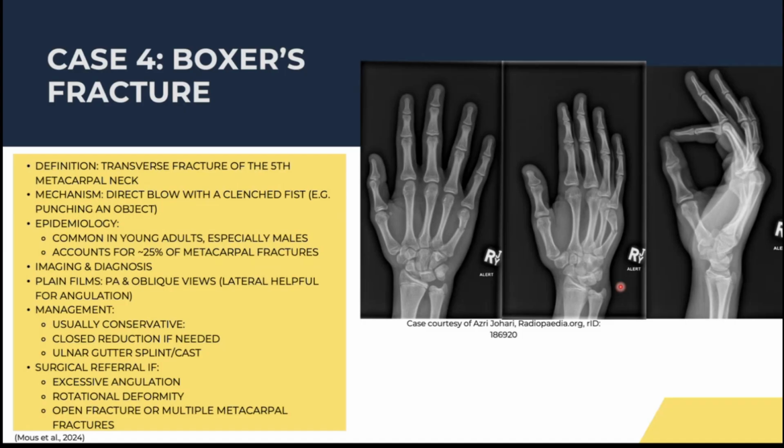And then they can also have an ulnar gutter splint, which is a big cast that goes from the forearm and mainly encompasses the ring and little fingers, so the fourth and the fifth fingers, on the ulnar side of the hand, and it has a bit of padded support as well. So it extends from that forearm to the fingertips to support the fracture whilst it's healing. And then they will have a surgical referral if there is some excessive angulation of the bone when you're looking at it on a lateral, or if there's any rotational deformity, or if the fracture is open and there are multiple metacarpal fractures as well. They'll probably go for surgery for that.